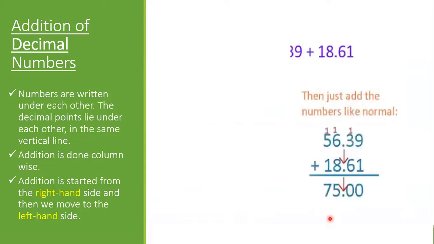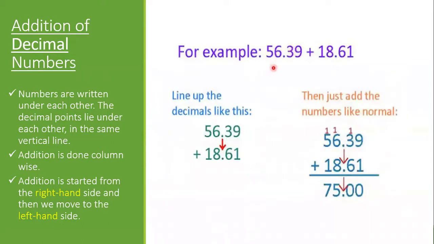For example, when we add 56.39 plus 18.61, how to add? Let us see. First, line up the decimals like this: 56.39 and 18.61. Then just add the numbers like normal.